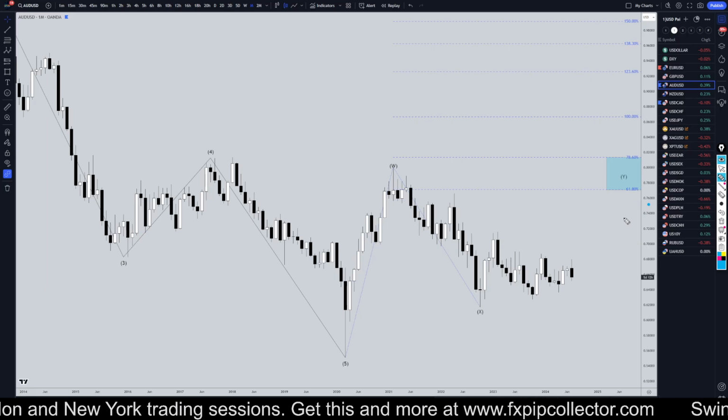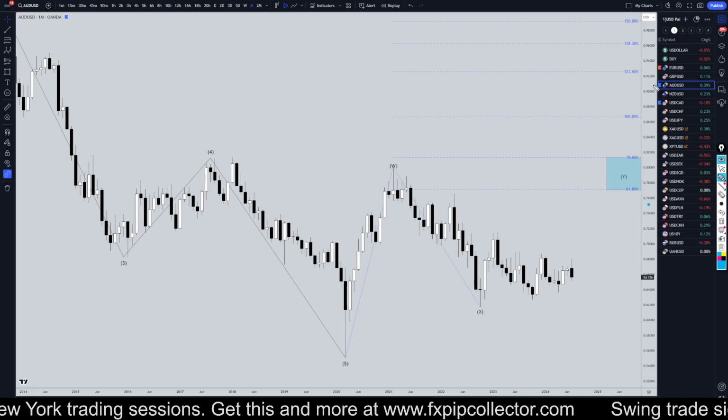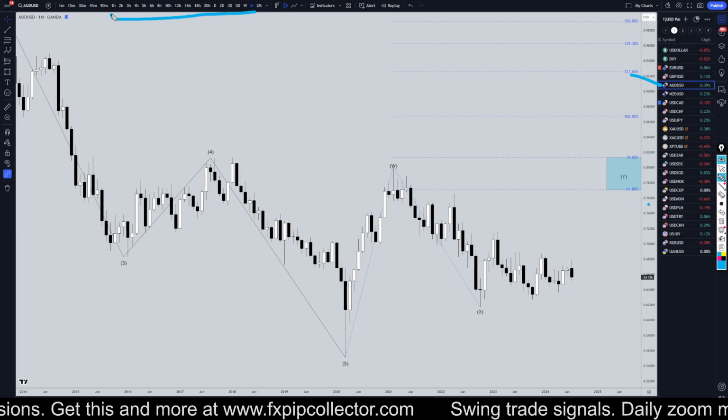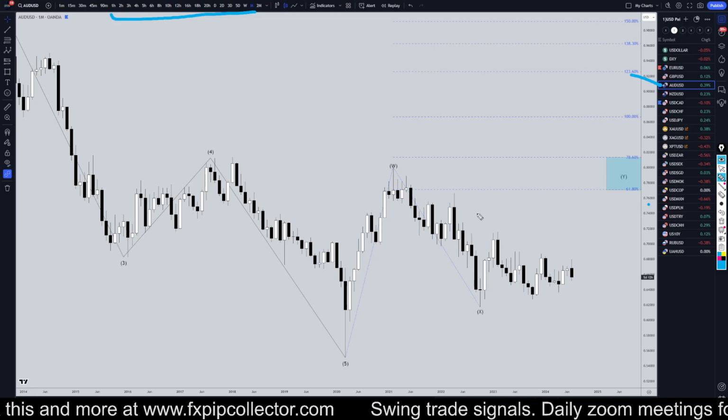Today is Friday, July 26th, and I'm going to be analyzing the Aussie US dollar starting on the monthly, working my way down to the 1 hour time frame for the full top down analysis.